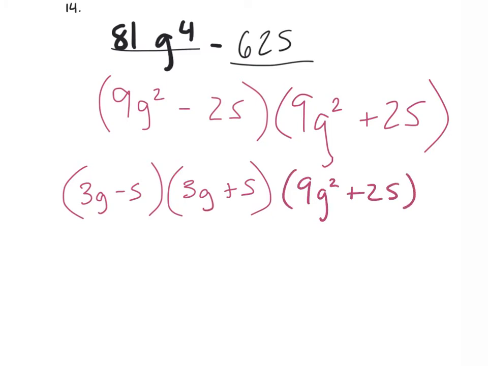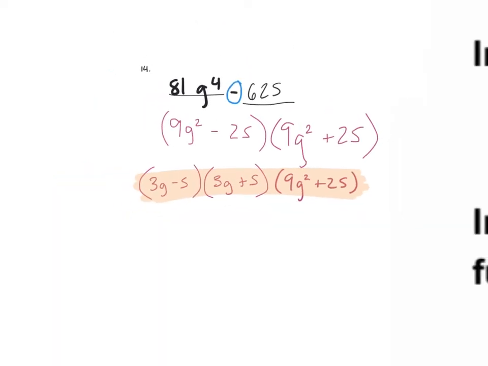Any questions here? Yes. Why can't we factor out the 9g squared plus 25? Because we can only do the difference of squares, so we can only break down two squares if we are subtracting. We can't do it if we're adding. Okay. Any other questions on 14?